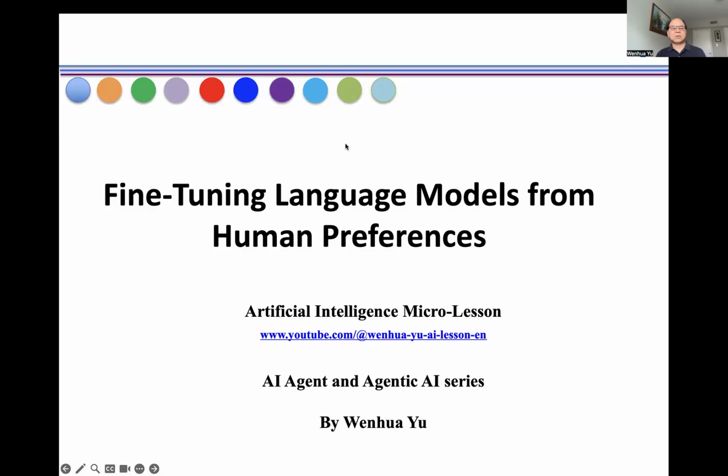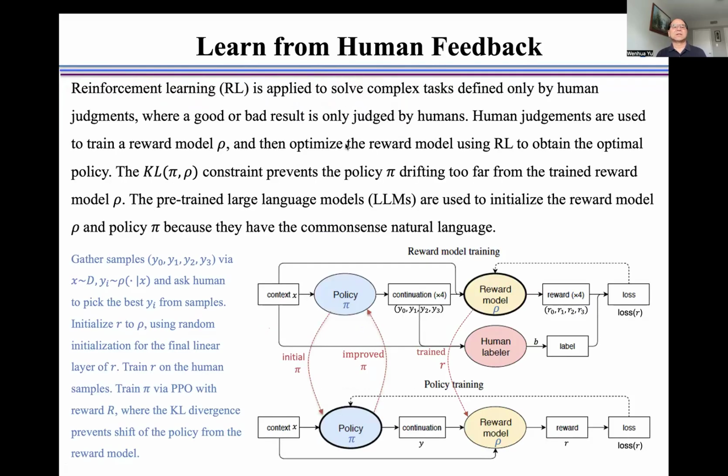In this video, I introduce fine-tuning language models from human preferences. Reinforcement learning is applied to solve complex tasks defined by human judgments, where a good or bad result is only judged by humans. Human judgments are used to train a reward model and then optimize the reward model using reinforcement learning to obtain the optimal policy.